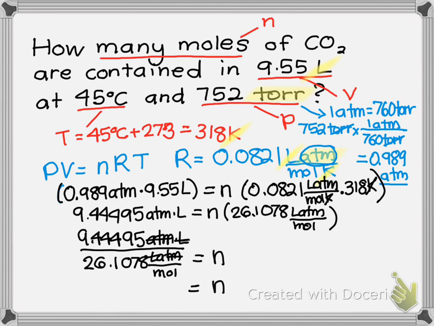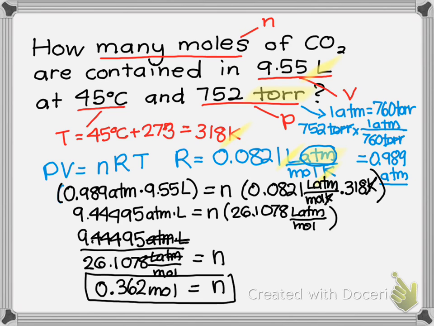9.44495 divided by 26. And if I wasn't doing this video, I'd probably find a way where I didn't have to rewrite so much stuff, just because that's where I make my mistakes. And I get, to 3 significant figures, 0.362 moles. So if you reread the question, it says how many moles of carbon dioxide are contained in 9.55 liters at 45 degrees at 752 torr, and the answer is 0.362 moles.